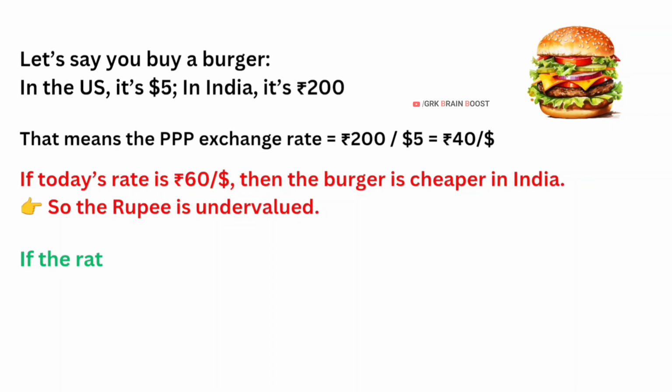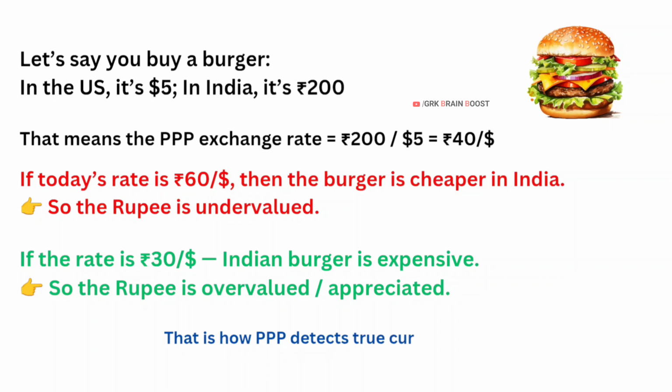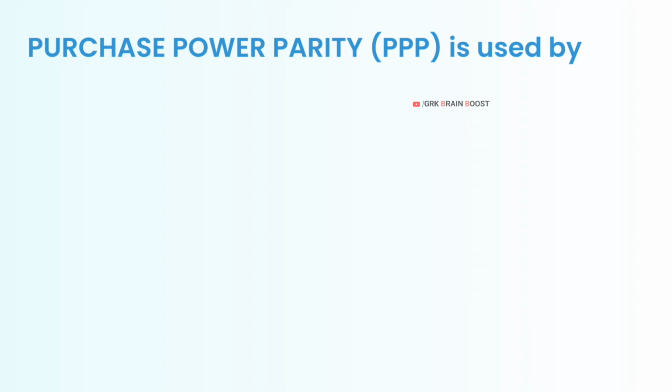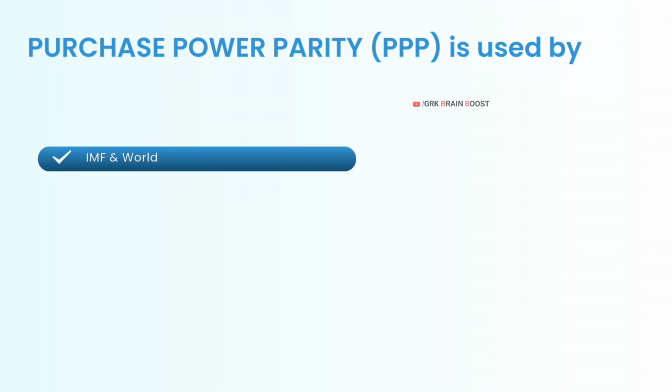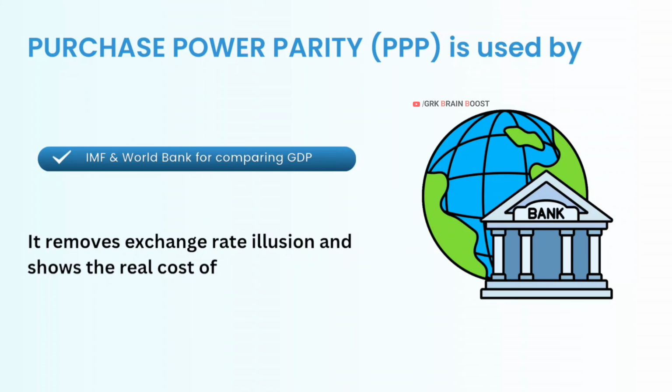If the rate is rupees 30 per dollar, the Indian burger is expensive. So the rupee is overvalued or appreciated. That is how PPP detects true currency value. PPP is used by the IMF and World Bank for comparing GDP. It removes exchange rate illusion and shows the real cost of living.